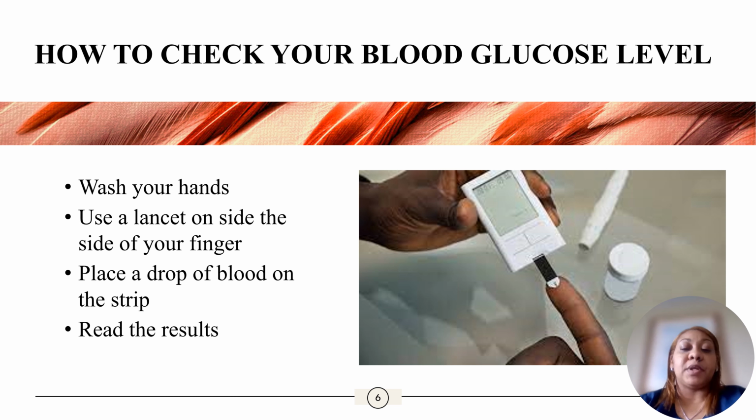How to check your blood glucose level. You want to start by washing your hands. Use a lancet on the side of your finger. Place a drop of blood on the strip and read the results.